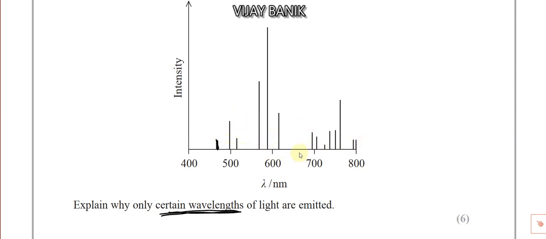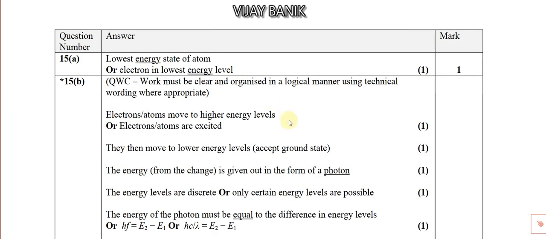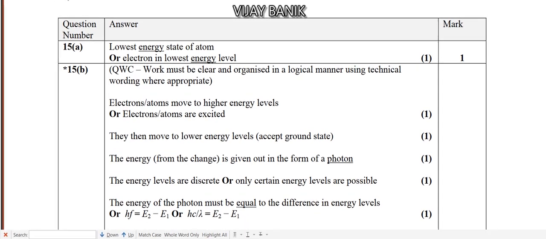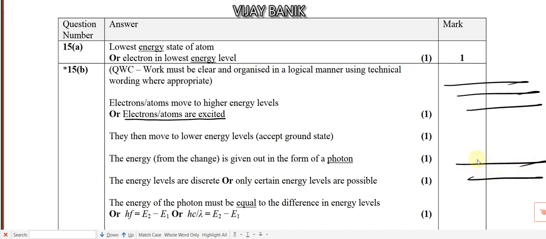Okay, so now let's see what they wrote in the mark scheme. In the mark scheme they wrote, first of all you have to say that electrons are excited. Definitely, when you have different energy levels, the electrons are excited, and when they are excited they go to higher energy levels, depending on how much energy they gain. If they gain low energy, they will go to a lower energy level. If they get really high energies, they go to really high energy levels. Okay, so first of all electrons are excited, they go to higher energy levels.